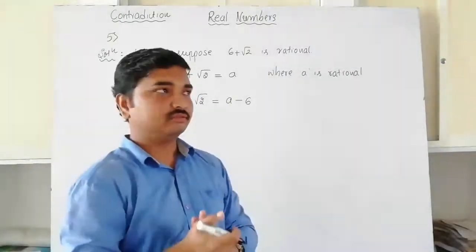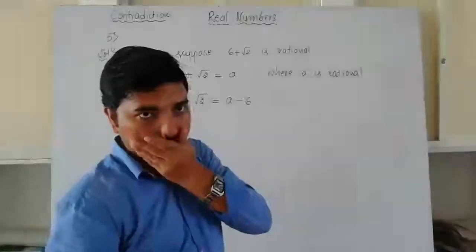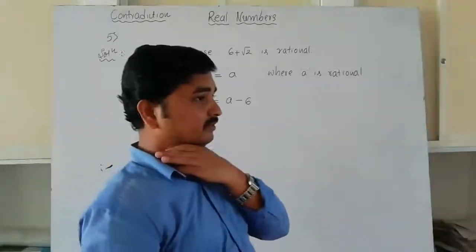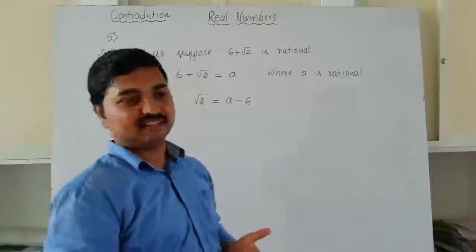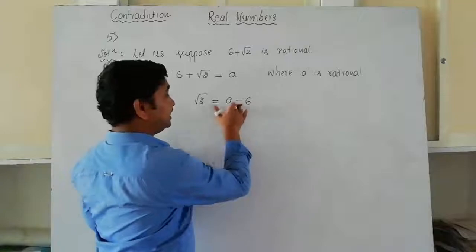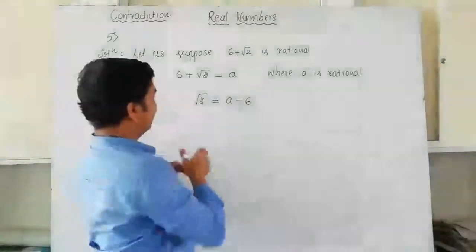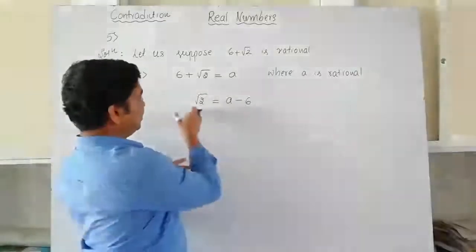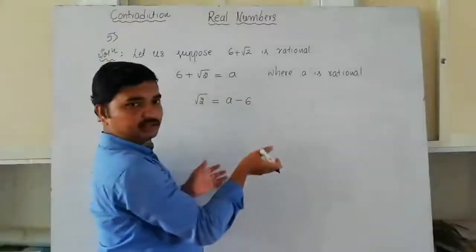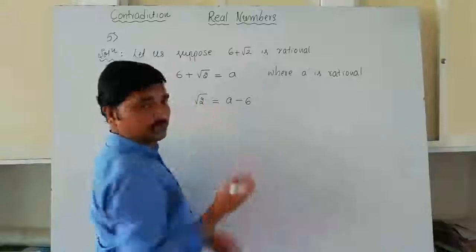Because a rational number can be expressed in the form of p by q, but an irrational number can't be expressed in the form of p by q. Okay, so that is the right answer. If it is rational, it can be written in the form of p by q. If it is irrational, it cannot be written in the form of p by q. So definitely they will not be equal.